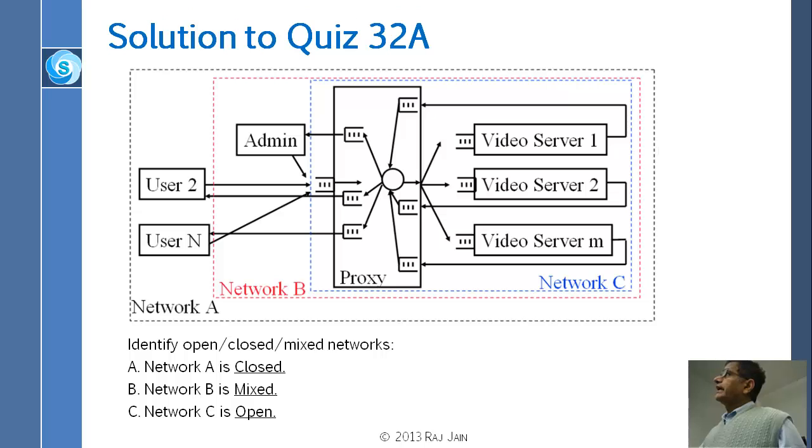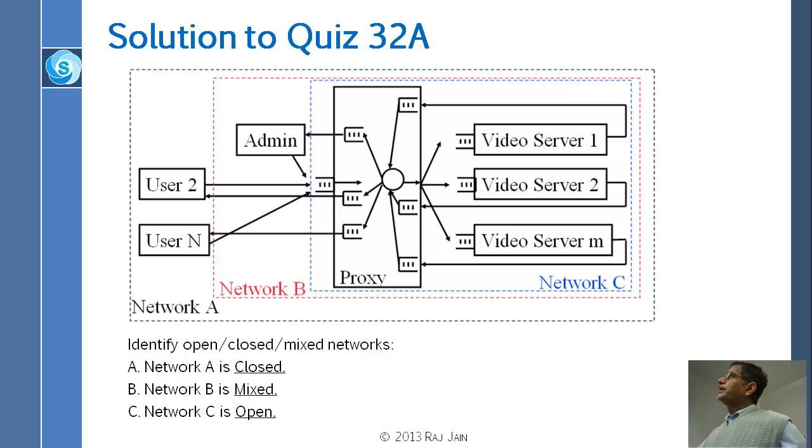So network A, the big network, is closed because there's nothing going out of it. Network B has some jobs which don't go out and some jobs which go out. Sorry, B is red. It contains these admin jobs that don't go out. So it is mixed. And network C clearly is open for all classes. Actually, there are two classes here, and it is open for both classes.